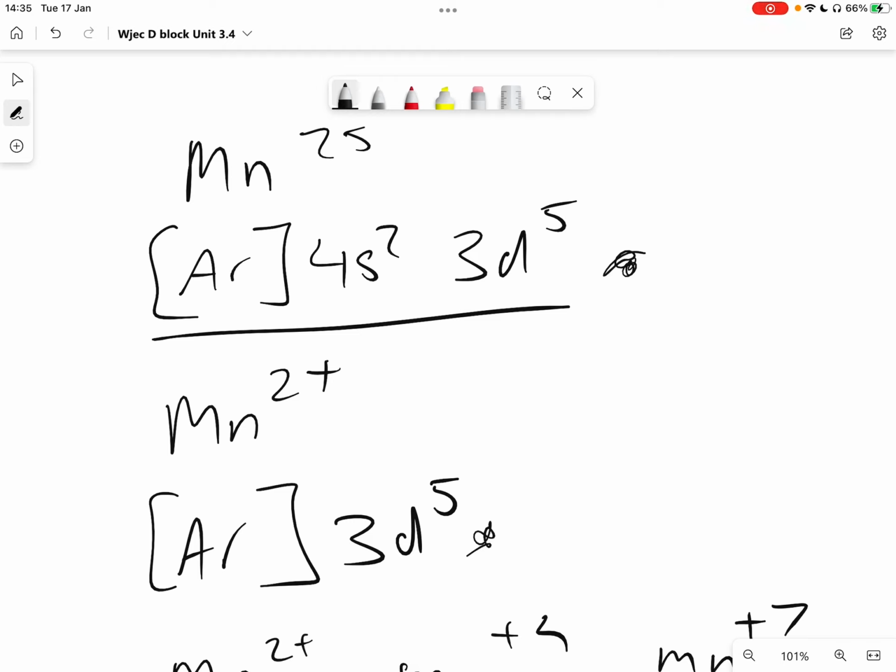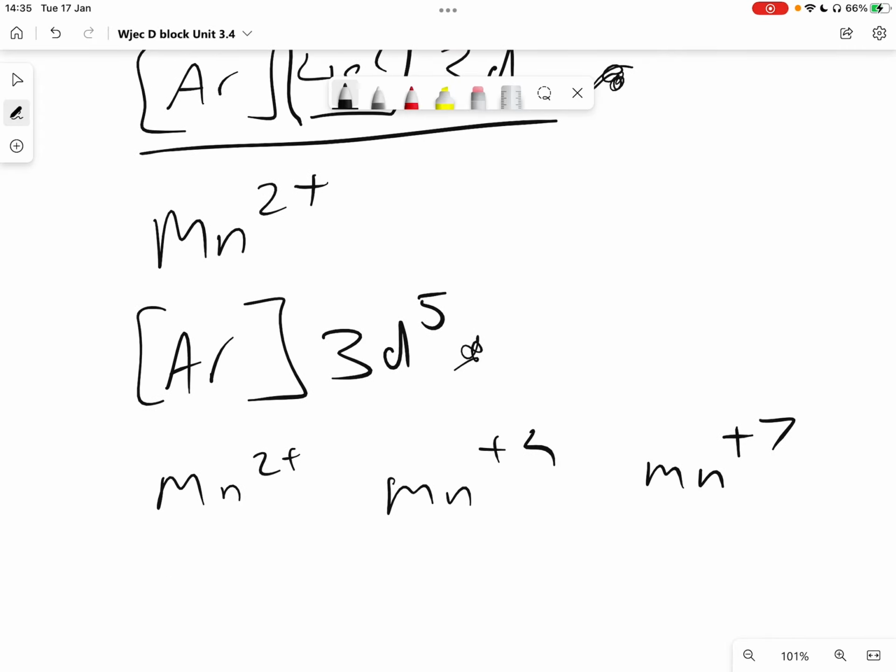Now, it's important to note that when you ionize a d block element, you lose this 4s2 first. That's because, if you remember from AS, this 4s subshell has a slightly lower energy than your d subshell.